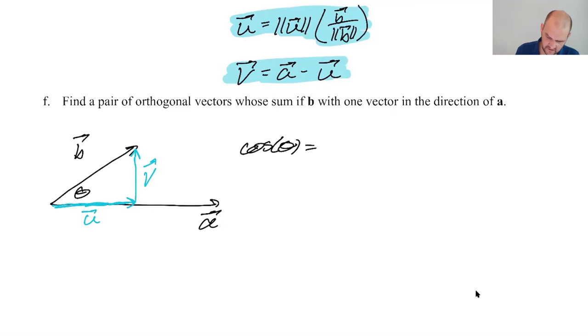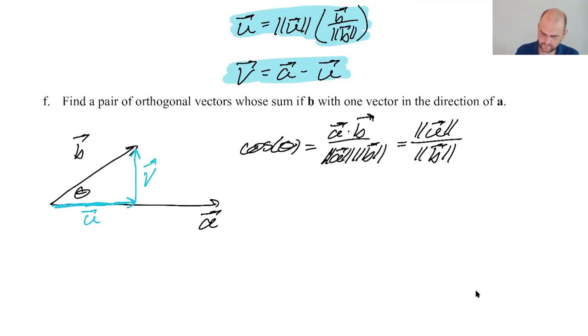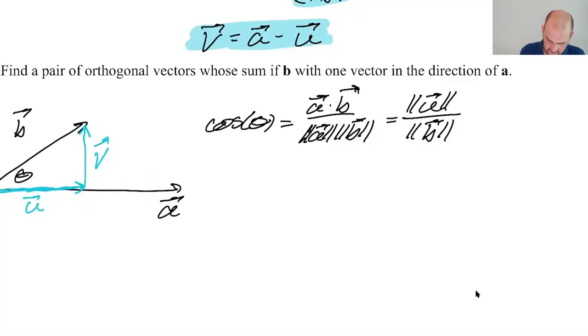First, we use the things we know. So it's a dot b over the magnitude of a, the magnitude of b. That's the vectors that we know. Now we use the right triangle, magnitude of u over the magnitude of b. Okay, and then that means that the magnitude of u for this is going to be a dot b over the magnitude of a.